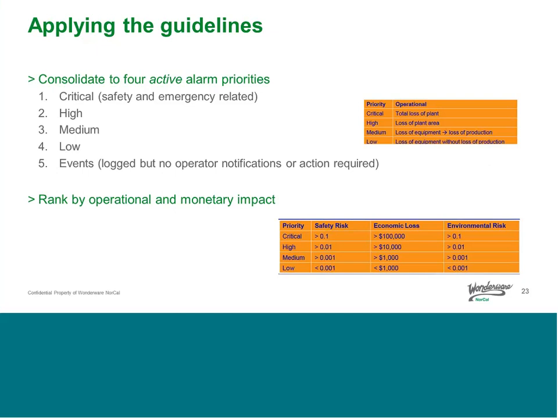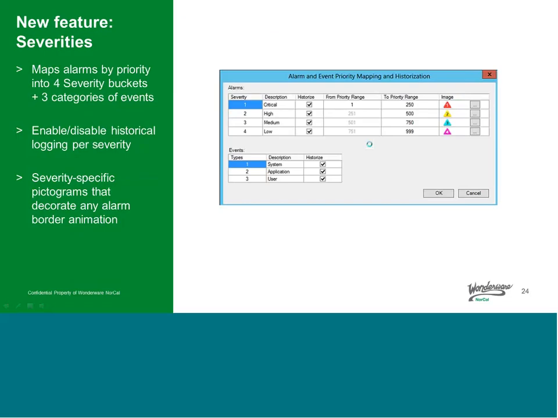So the concept of alarm priorities: a critical alarm could be described as a total loss of plant with maybe economic loss of greater than $100,000. A high alarm priority might be a loss of a plant area that could be in excess of an economic loss of $10,000. So this just gives you an idea of how you might rank the criticality of alarms.